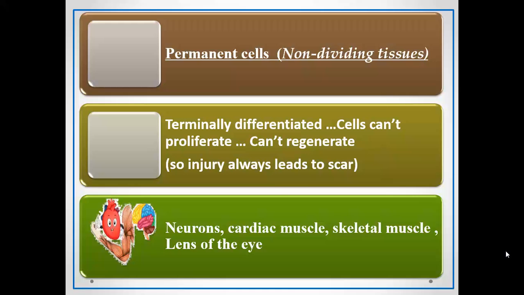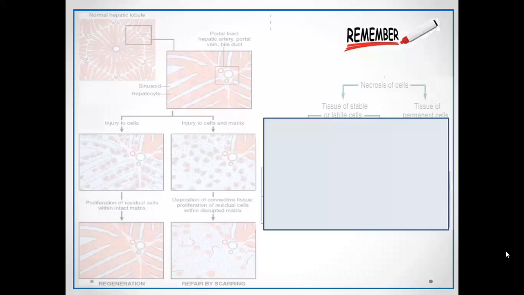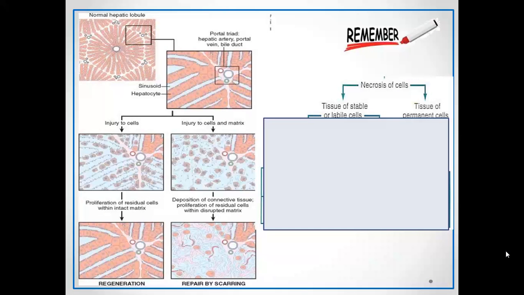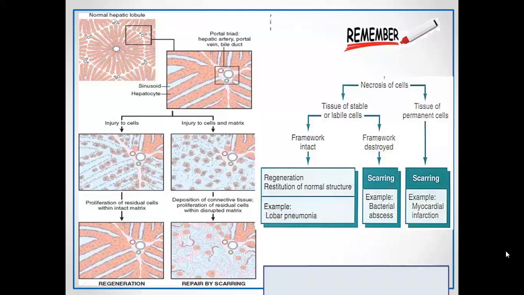So these are permanent cells. Well, just remember that when only the cells are injured they could regenerate, but if the extracellular matrix is affected, this repair will occur by scarring, and we will discuss scarring later on in the following lectures. And if the cells are dead, regeneration depends on the type of cells. If they are labile or stable, they will regenerate, and if they are not, they will bring scarring to the tissue.